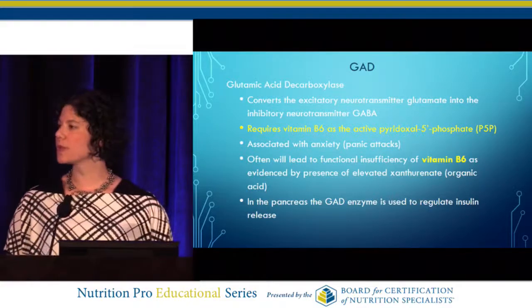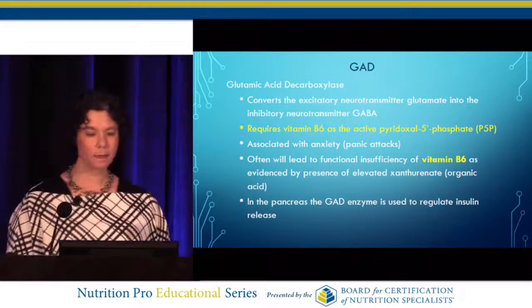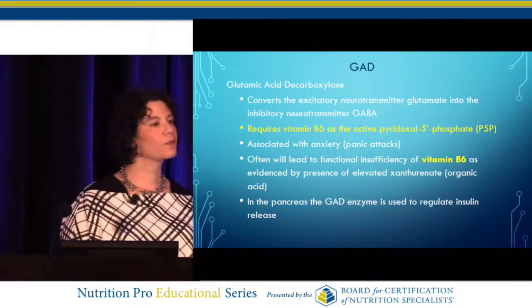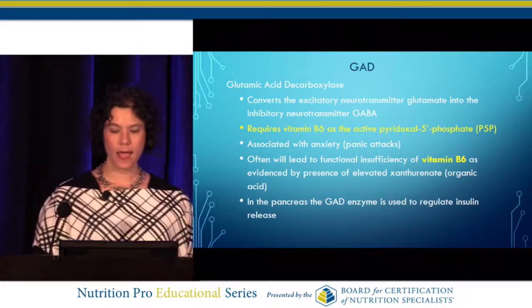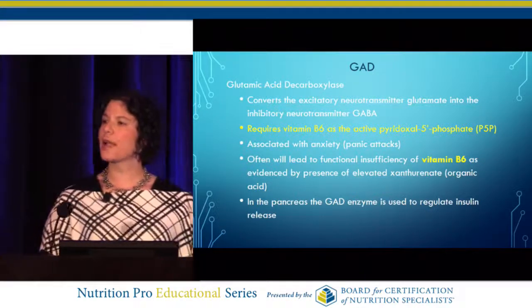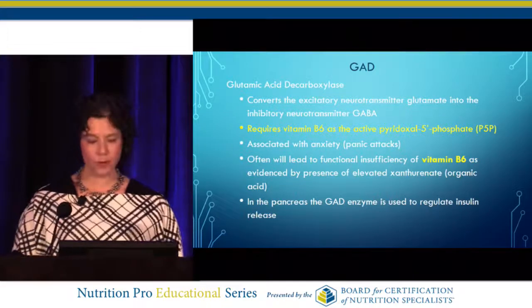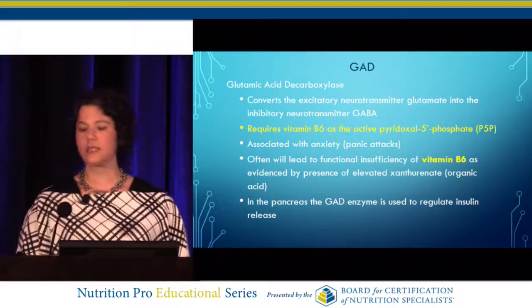This is really associated with panic attacks and anxiety. It can cause decreased levels of vitamin B6 in the body. And then it's also really important to point out that this particular enzyme works in the pancreas, and it regulates the release of insulin.